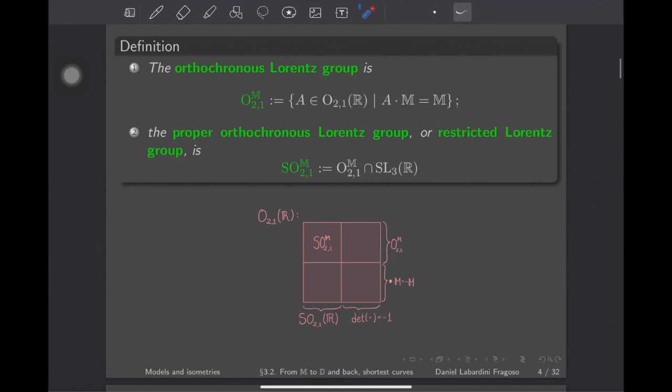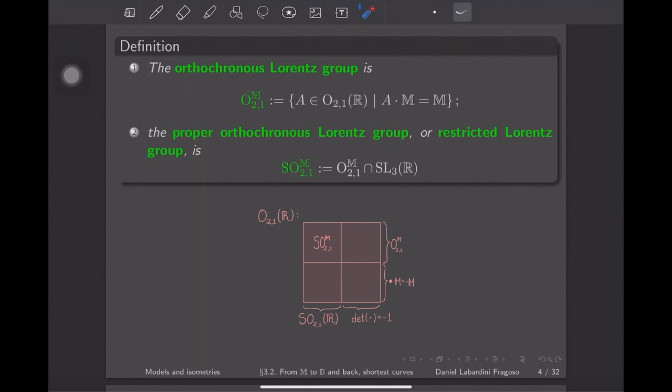So let's define them. The orthochronous Lorentz group I define in the simplest way possible. I just take all the matrices that do indeed preserve bijectively the hyperboloid, the upper sheet. And then the proper orthochronous Lorentz group, or simply restricted Lorentz group, is what I defined, but only those that have determinant 1. Right?